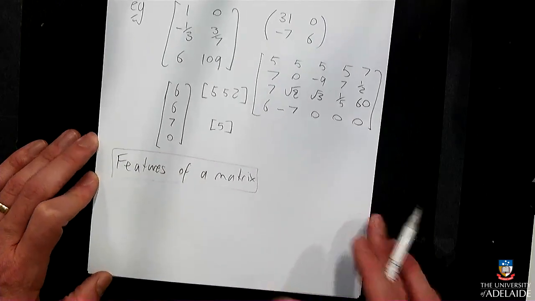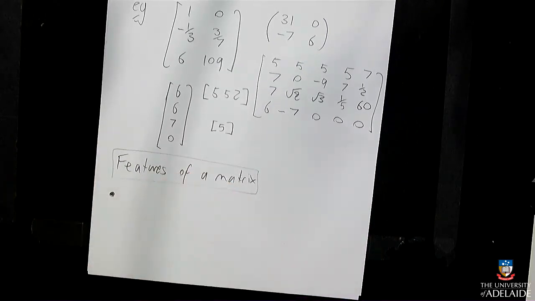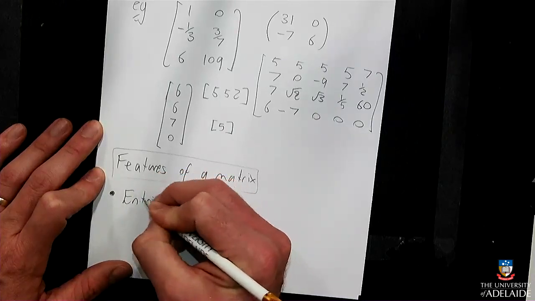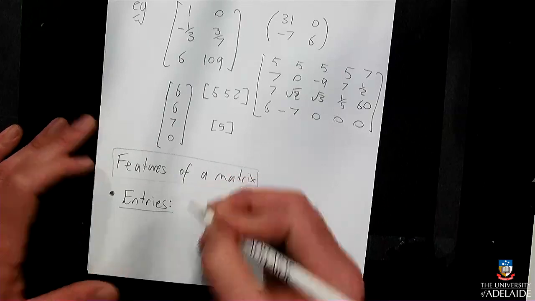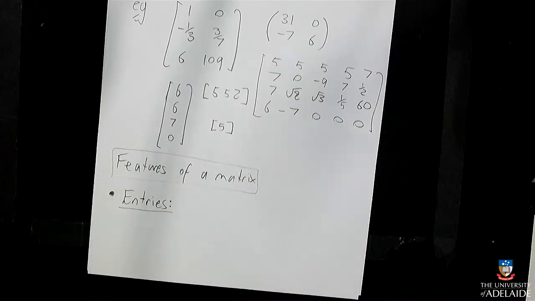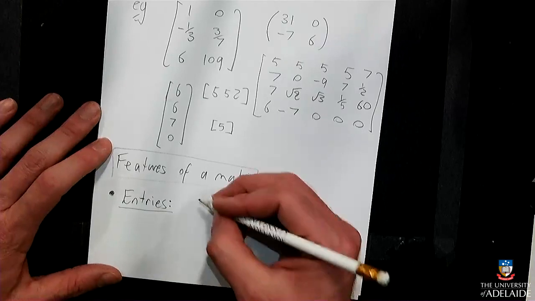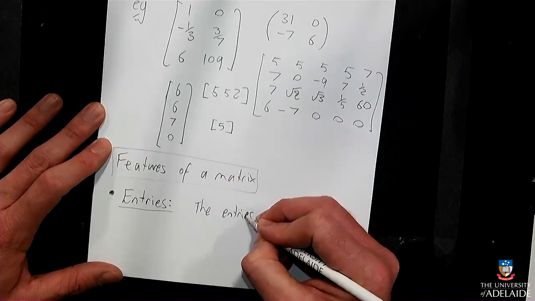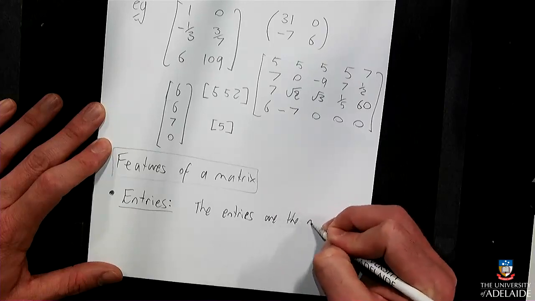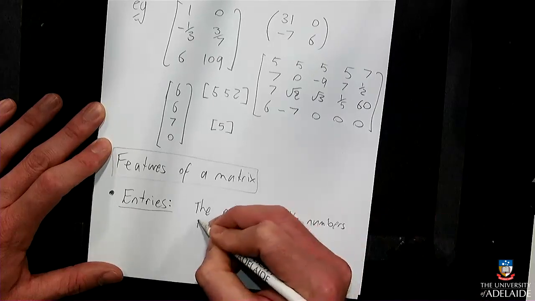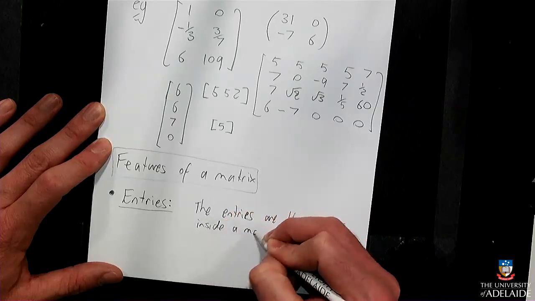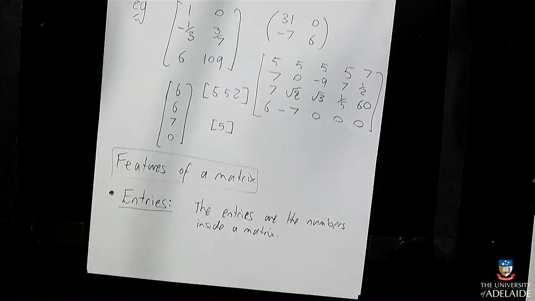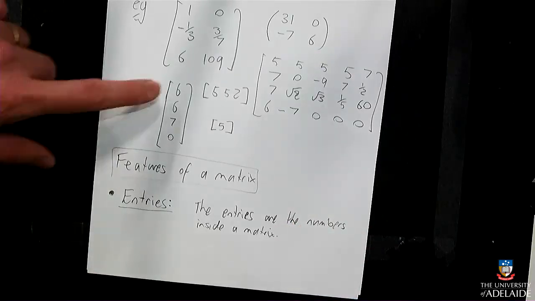So the features of a matrix. The first feature is the entries. Entry is the word for one of these numbers that's inside a matrix. They are the numbers inside the matrix. They're called entries. And so I can say that this matrix has entries 6 and 6 and 7 and 0.